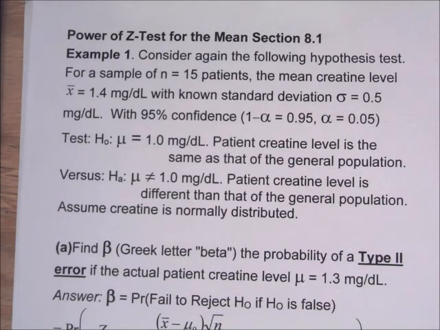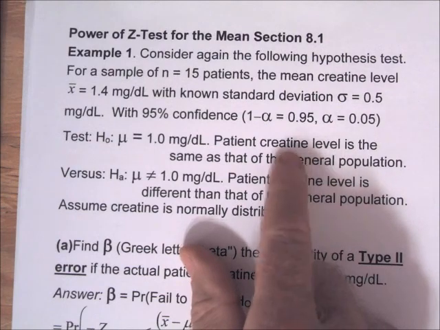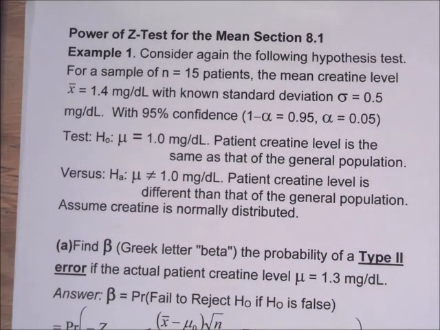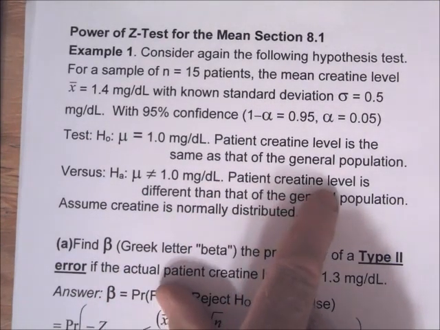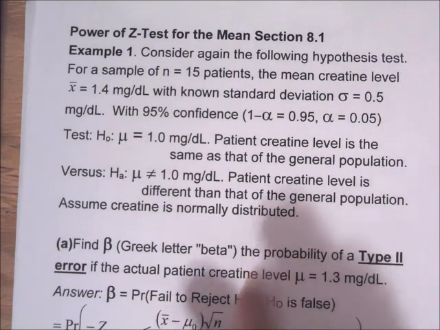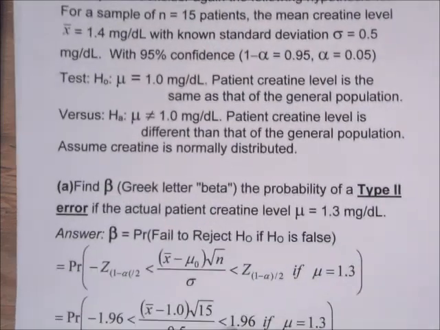We want to test H naught: mu equals 1.0 milligrams per deciliter, the patient creatine level is the same as that of the general population, versus HA: mu not equal to 1.0 milligrams per deciliter, the patient creatine level is different than that of the general population. Again, assume creatine level is normally distributed.